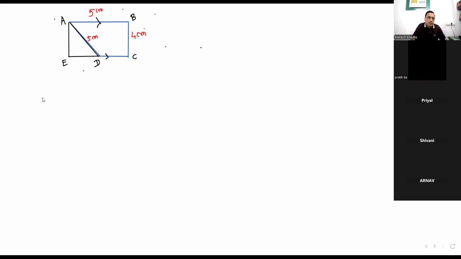So students, if you observe carefully, there are 3 diagrams here. One is this rectangle, that is ABCE. Another is a triangle inside it. This is AED.